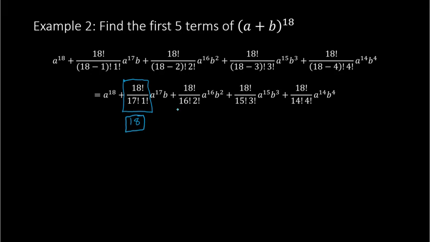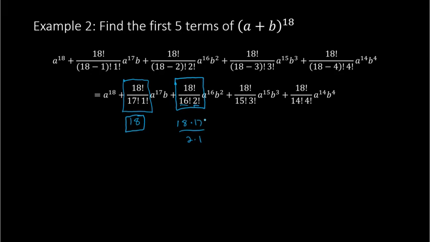So that would be 18, and then we can carry on with the next one. For this one, if you can think through what we have on the top, we have 18, 17, 16, 15, 14. 16 factorial is 16, 15, 14, all the way down to 1. So what you're left with when things cancel is going to be 18 times 17 in the numerator. All right, and then we still have the 2 factorial to take care of. So that would give you 2 times 1.